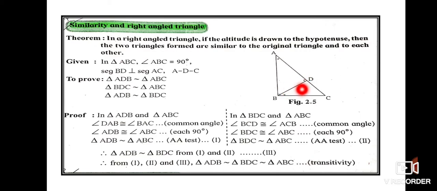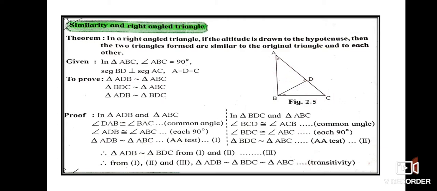You can see the perpendicular side. If it is an altitude, you have to draw the perpendicular. Then the two triangles formed are similar to the original triangle and to each other. Now I hope you have understood the theorem. Which is the original triangle? ABC is the original triangle. And they are saying if you draw an altitude BD to the hypotenuse AC, then because of this BD, you can see two other triangles formed over here. These two triangles are similar and they are also similar to the bigger triangle ABC.